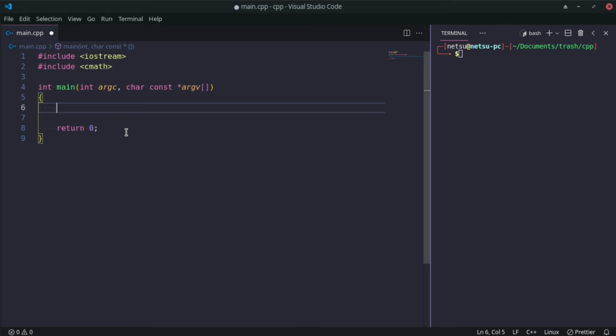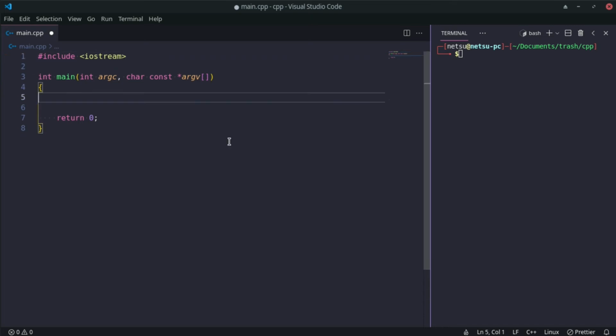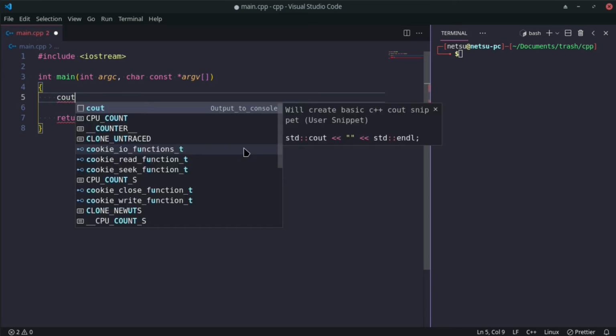Anyhow, so first off, we can remove everything and just stick with how we are. I'm going to just print out, and let's see here. There we go.